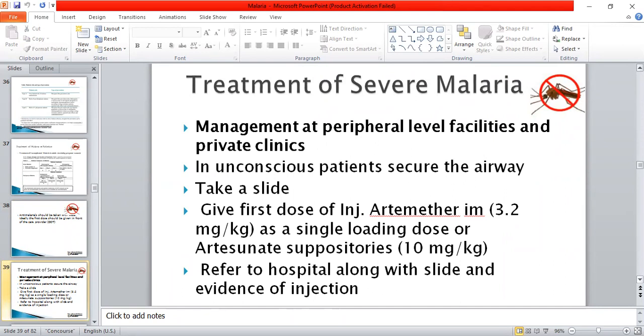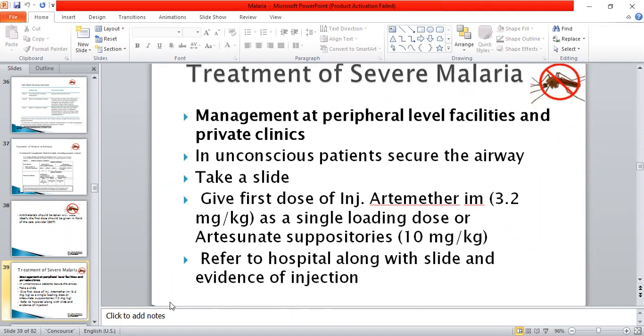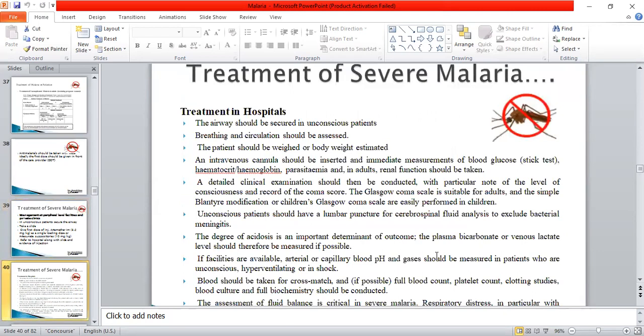Here we take a slide, give the first dose of injection artemether as a single loading dose and artesunate suppositories, and refer to the hospital along with slides and evidence of injection. Treatment in hospital: it is the ABC approach.